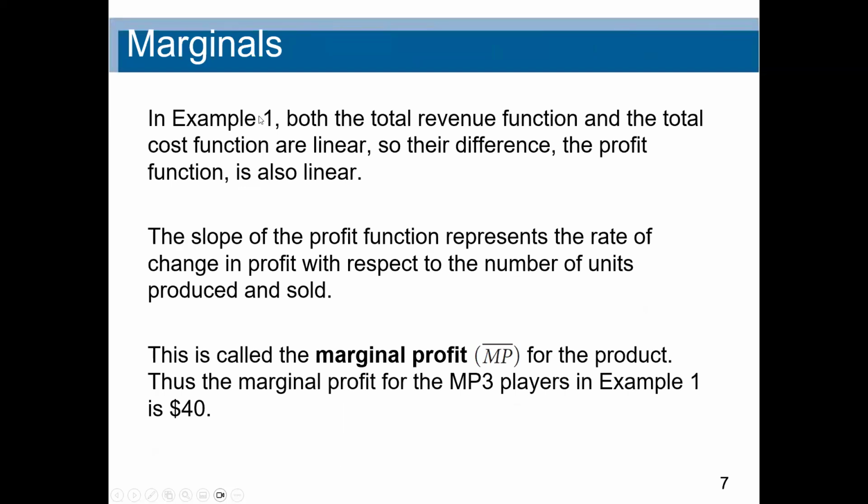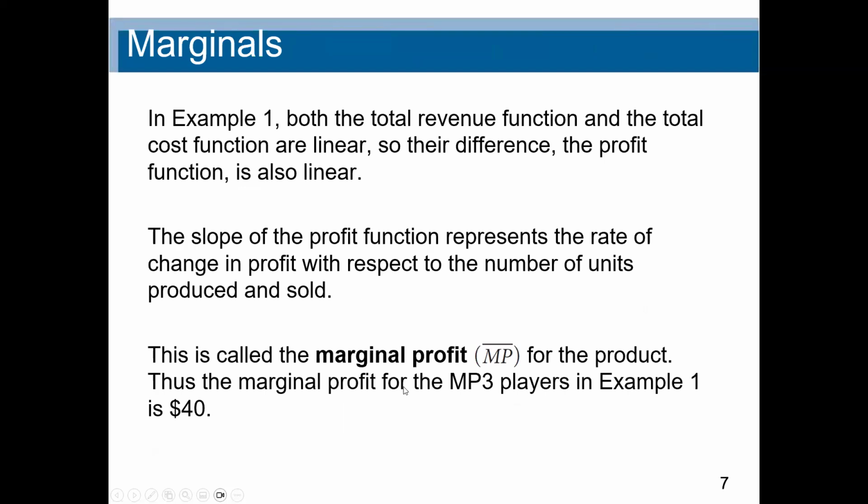Now, in example one, we saw both the total revenue function and the total cost function are linear. So their difference, the profit function, is also linear. In this case, the slope of the profit function will represent the rate of change in profit with respect to the number of units produced and sold. So this is called the marginal profit.